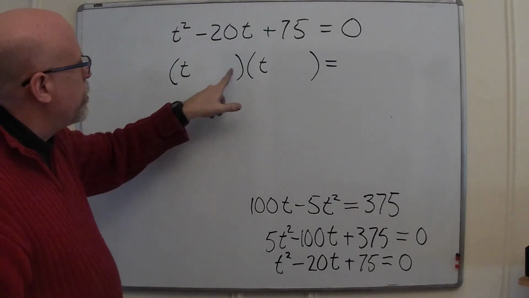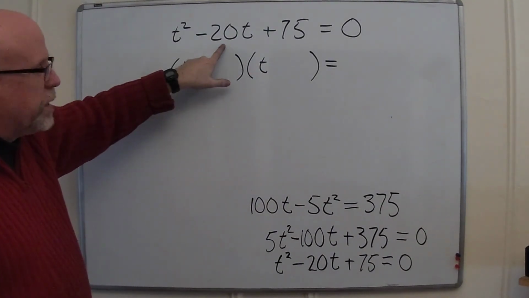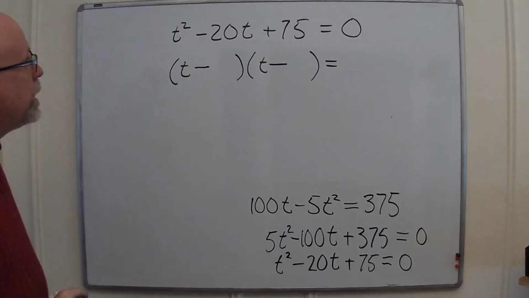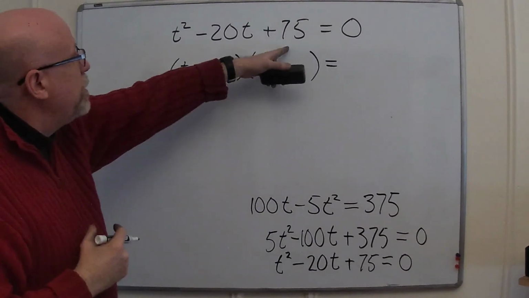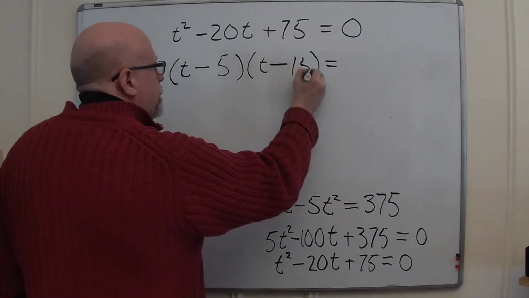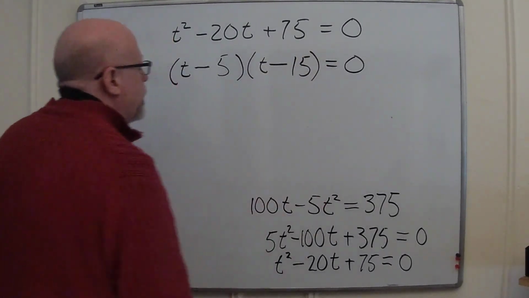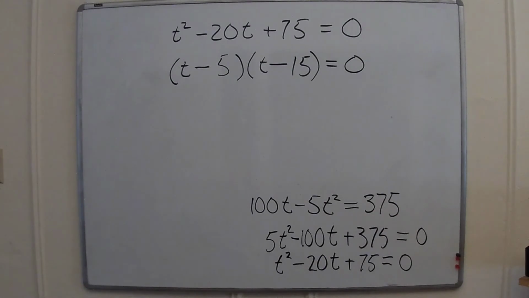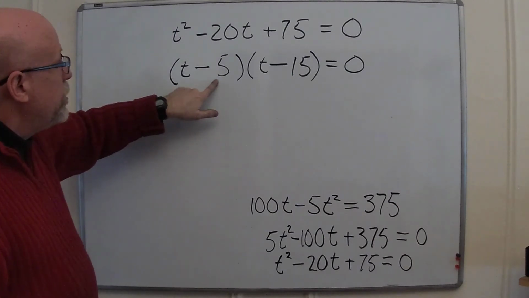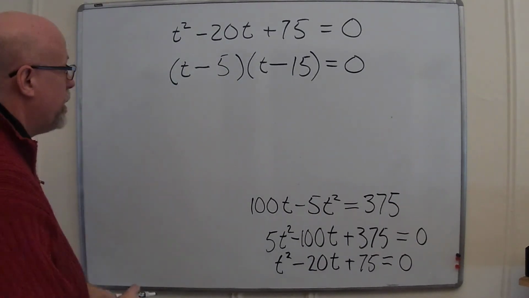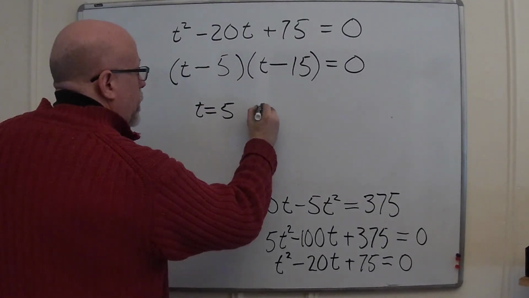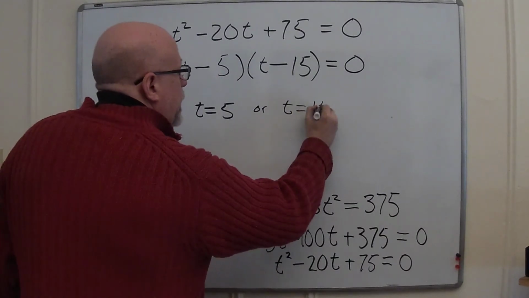Now, if two numbers are going to have a product that's positive and their sum is negative, they're both going to need to be negative. So you figure that much. Now I'm looking for two numbers whose product is 75 and that add up to 20. And oh, there they are, 5 and 15. All right, so that's not so bad. You've got a product of two things equals 0. Either this one's 0 or this one's equal to 0. And that means t is equal to 5 if that one's 0, or t is equal to 15 if that one's 0.